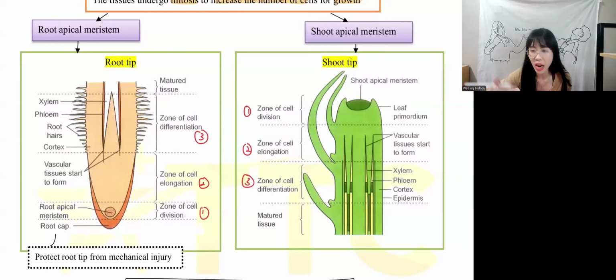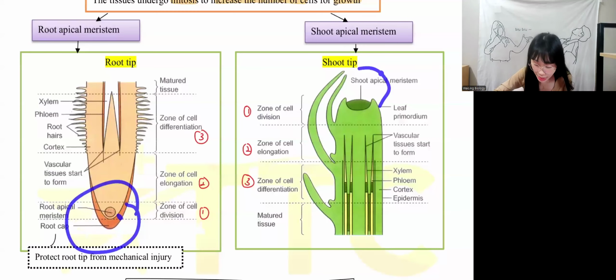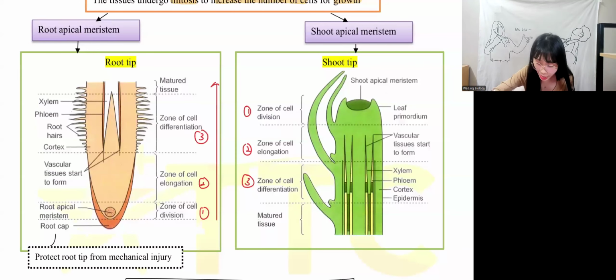How do I know which direction I have to look? We have to find the tip. This is the tip. This is the tip. So the tip is the first zone. We're going to look upwards in the root apical meristem. And for the shoot tip, this is the tip, right? You find the tip, and it will be the first zone. You look downwards. The sequence is very important, because the moment you write the sequence wrongly, the rest of the answer that you write will be wrong. So the sequence is very important.